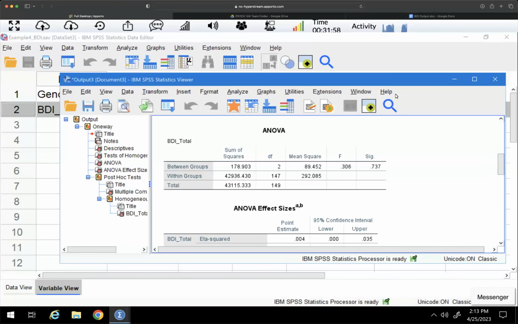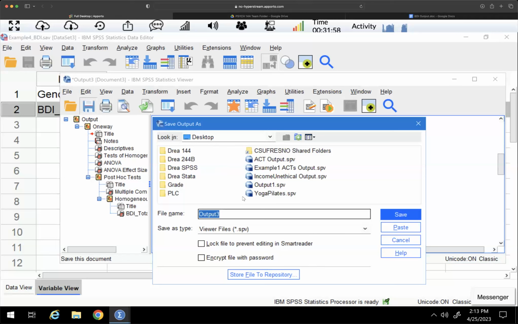This video is meant to follow the one-way ANOVA procedure video, and I'm going to go through and explain the output. So here you can see that I have my output. I'm going to save this and I'll leave it in my Aporto. So I'll give it a name. So BDI output, and I'll save this.